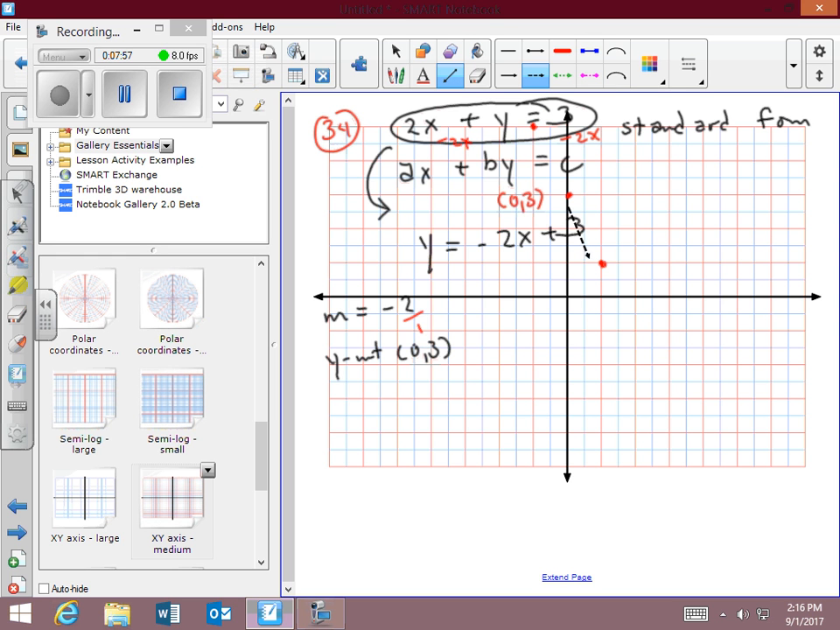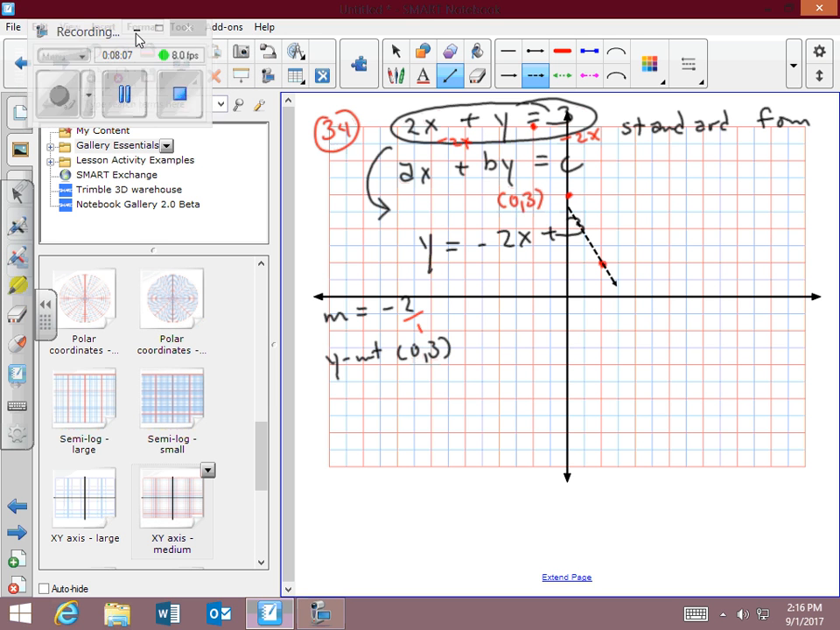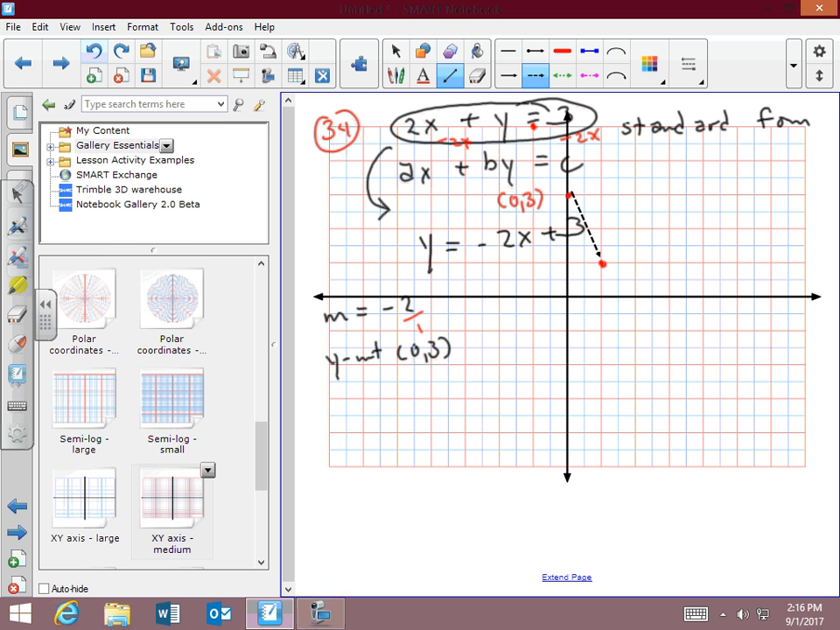But those two are collinear, no matter which way I graph it.